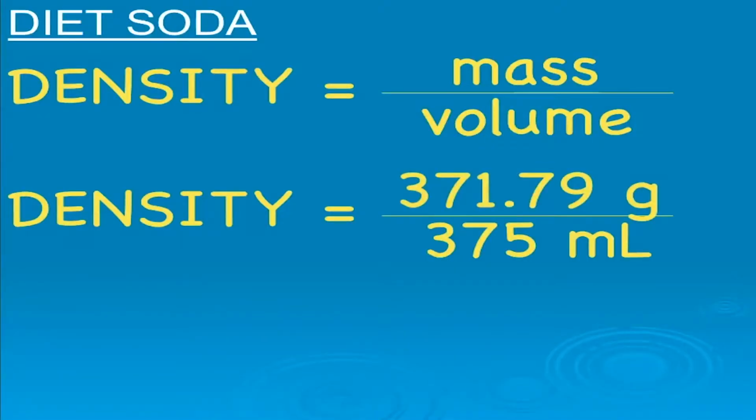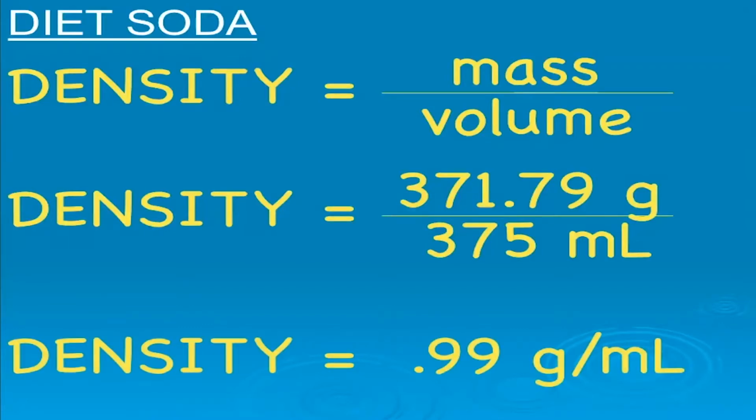So we put that in the top of the fraction, and then we divide that, and we have a density of 0.99 grams per milliliter. Now water's density is 1. So if we take the diet soda and put it in the water, it should float.